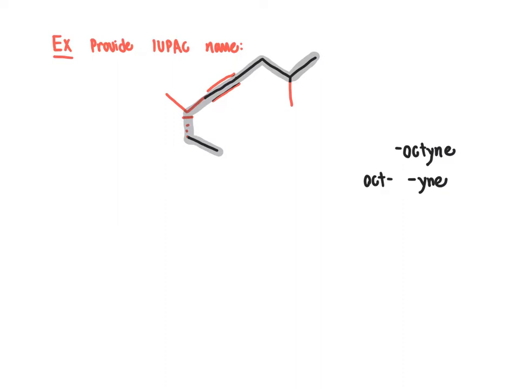Okay, so now we need to decide how to go about numbering this so we can specify where the alkyne group is located. If we start numbering from the left-hand end, we see that our alkyne group begins at carbon number 4. If we start numbering from the right-hand end of the molecule, which I'll do in red here, we would see that our alkyne group would also begin at carbon number 4. So there's a tie here in terms of how to put the alkyne group as close to the end of the chain as possible.